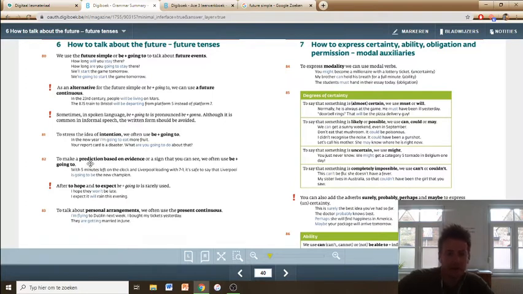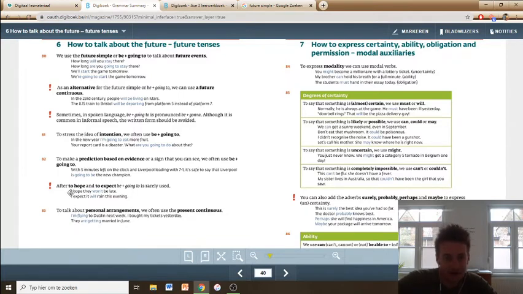Same goes for predictions based on evidence. Okay, to make a prediction based on evidence or a sign that you can see, we often use be plus going to. With 5 minutes left on the clock and Liverpool leading 7-1, it's safe to say that Liverpool is going to be the new champion. Okay, our prediction here is that Liverpool is going to be the new champion, obviously, and the evidence on which we base that is the fact that there's only 5 minutes left to play and it's already 7-1. So it is not really to be expected that the other team is going to win, and therefore we make a prediction with be plus going to.